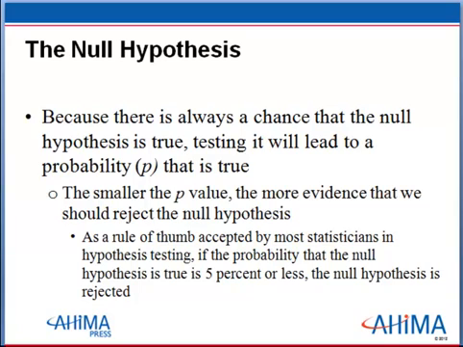Because there's always a chance that the null hypothesis is true, testing it will lead to a probability that it is true. The smaller the p value, or the probability, the more evidence that we should reject the null hypothesis. As a rule of thumb accepted by most statisticians in hypothesis testing, if the probability that the null is true is 5% or less, then the null is rejected.